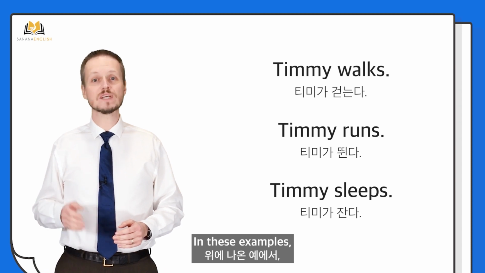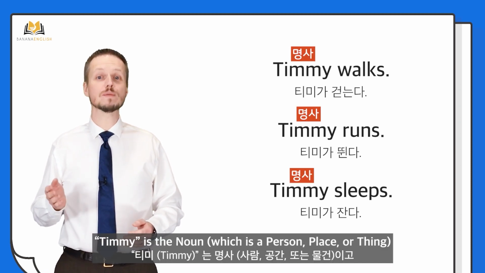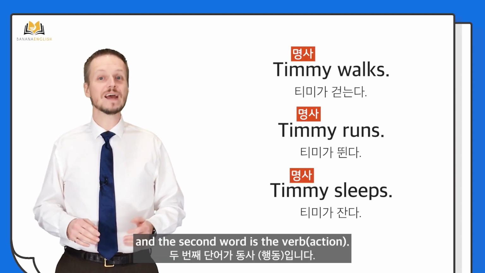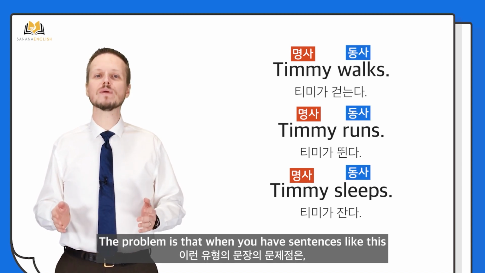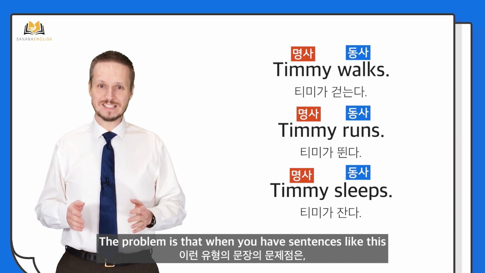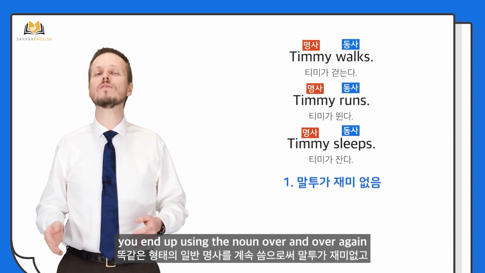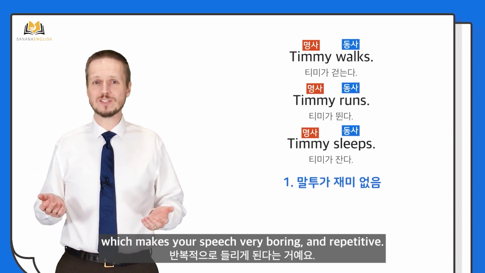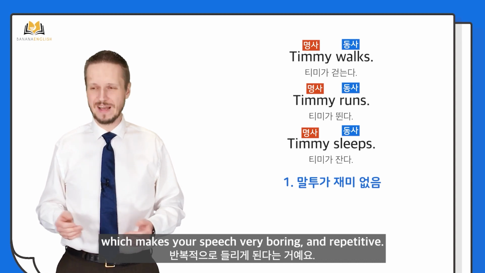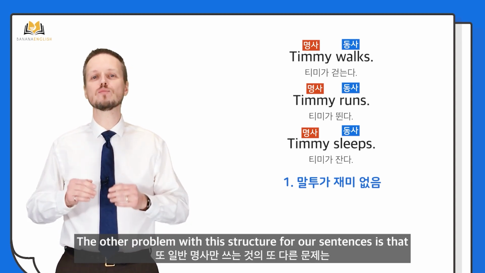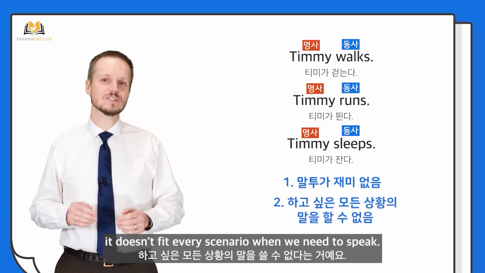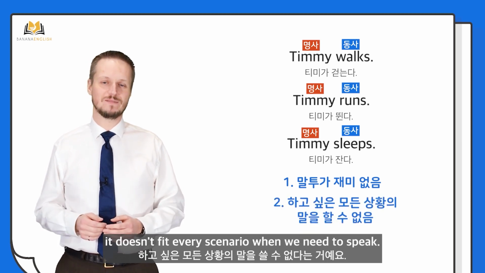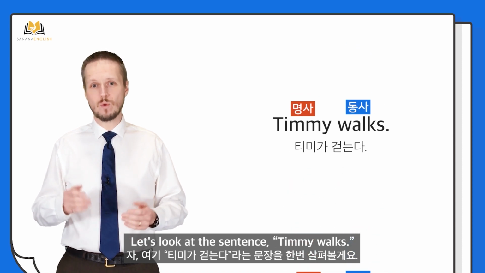In these examples, Timmy is the noun, which is a person, place, or thing, and the second word is the verb or action. The problem is that when you have sentences like this, you end up using the noun over and over again, which makes your speech very boring and repetitive. The other problem with this structure for our sentences is that it doesn't fit every scenario when we need to speak. Let's look at the sentence, Timmy walks.